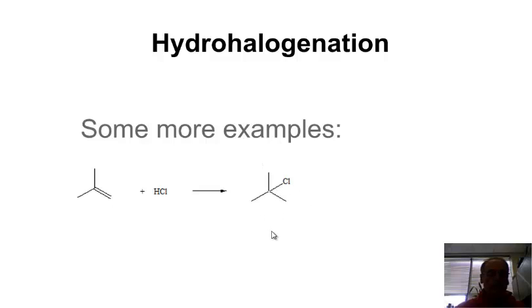That would be called 2-chloro-2-methylpropane, otherwise known as t-butyl chloride.